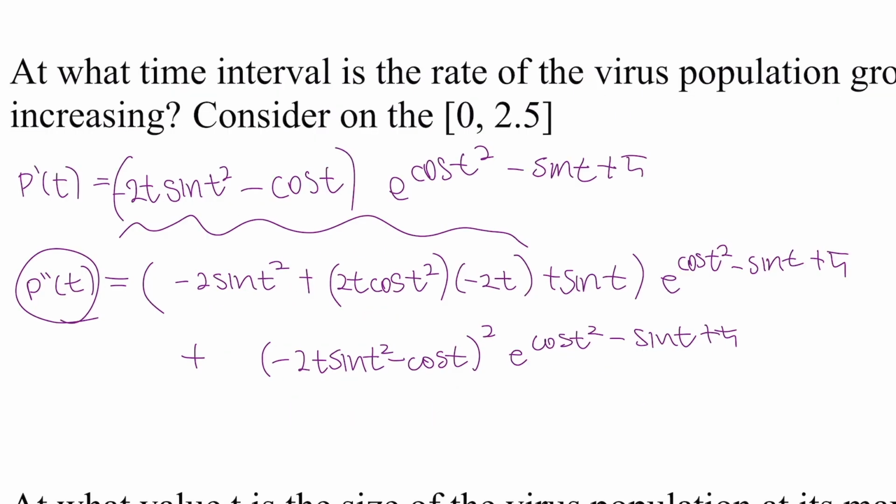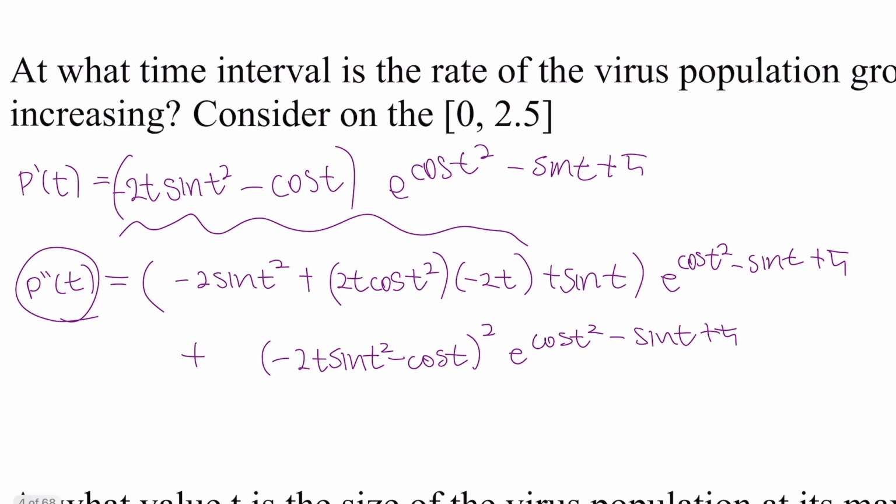Okay, so for me, I found the intervals where p double prime t is positive. So p double prime t is positive on, I'll just do non-inclusive, 0 to 0.669, and then from 0.699, oops, 0.969 to 2.358 would be the intervals.